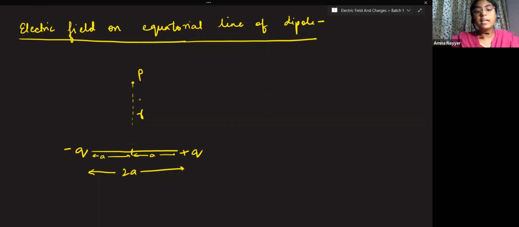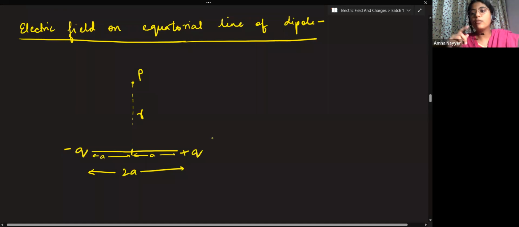So you have to identify whenever you are given a point whether it is lying on the equatorial line or on the axial line. If it is lying on the axial line, means on this axis, then you have to use the formula that we have discussed in the previous case. Or if it is given on the perpendicular point like this, then we use the equatorial line of the dipole. Now see, you have to take out electric field at this point. So see, because of negative charge, let me just join these two.